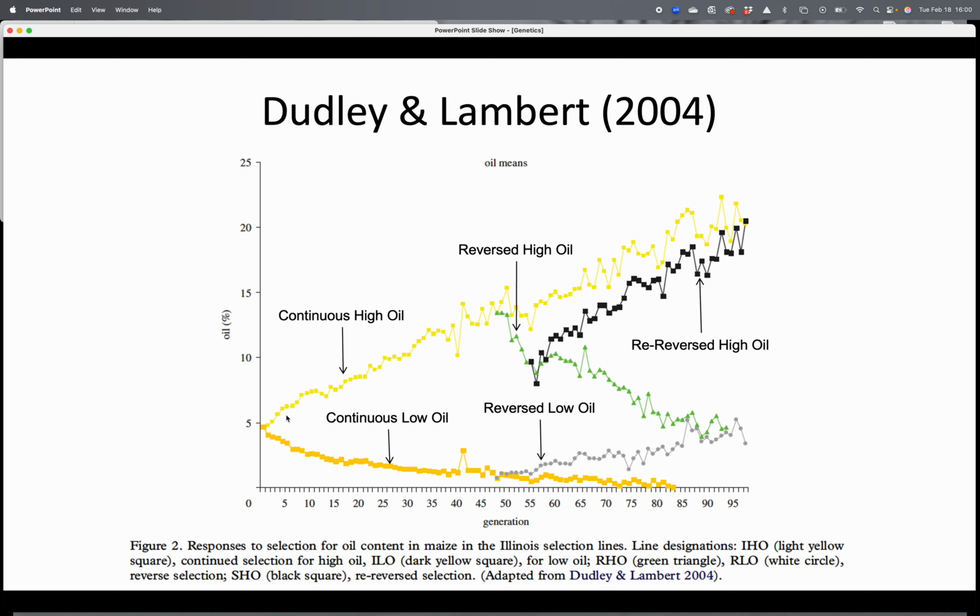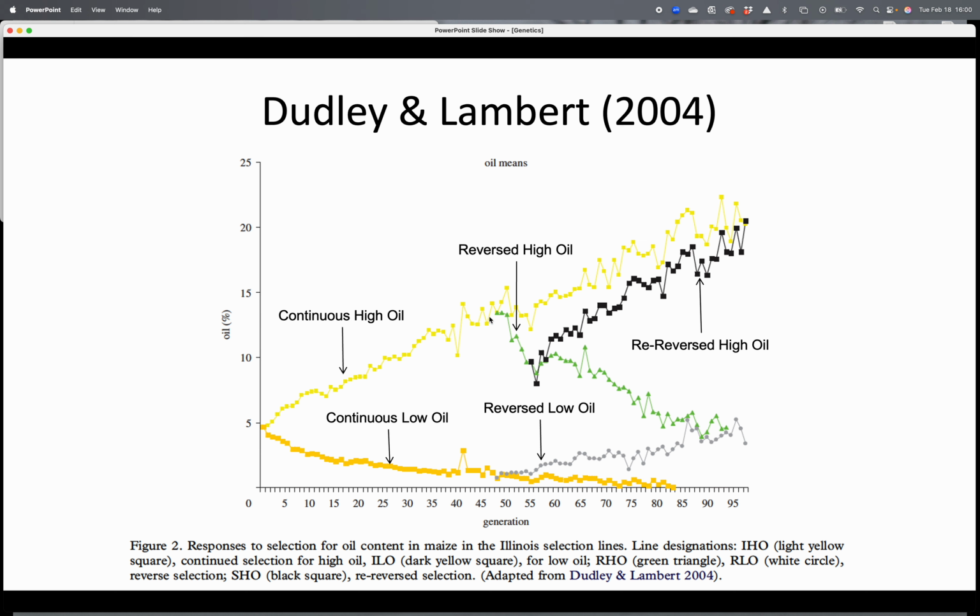And what you can see is that when you're selecting for high oil content, the population increases in oil content, and it increases at a pretty good clip. But when you look at the continuous low oil line, you see that the oil content is going down, but it's going down at a much slower rate than the continuous high oil content is going up.